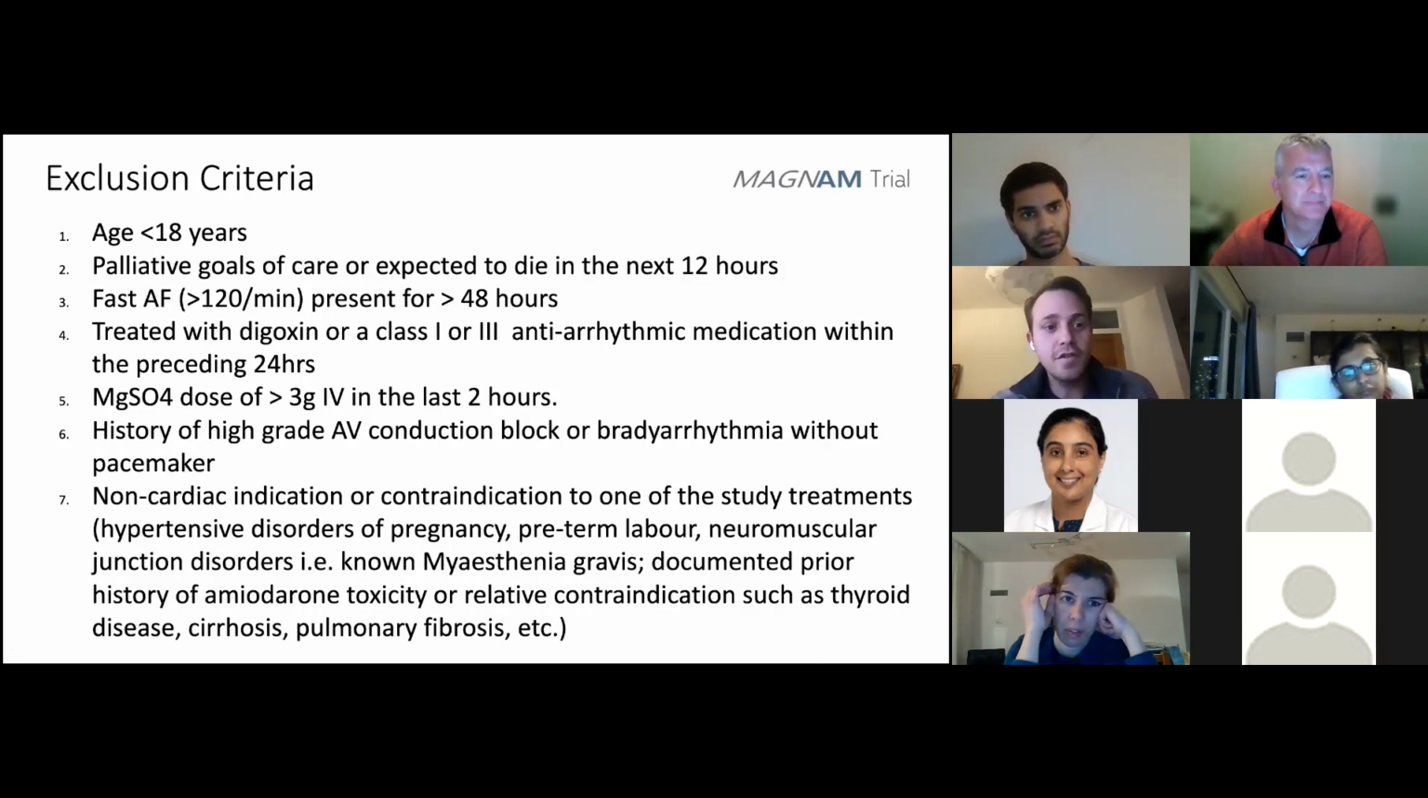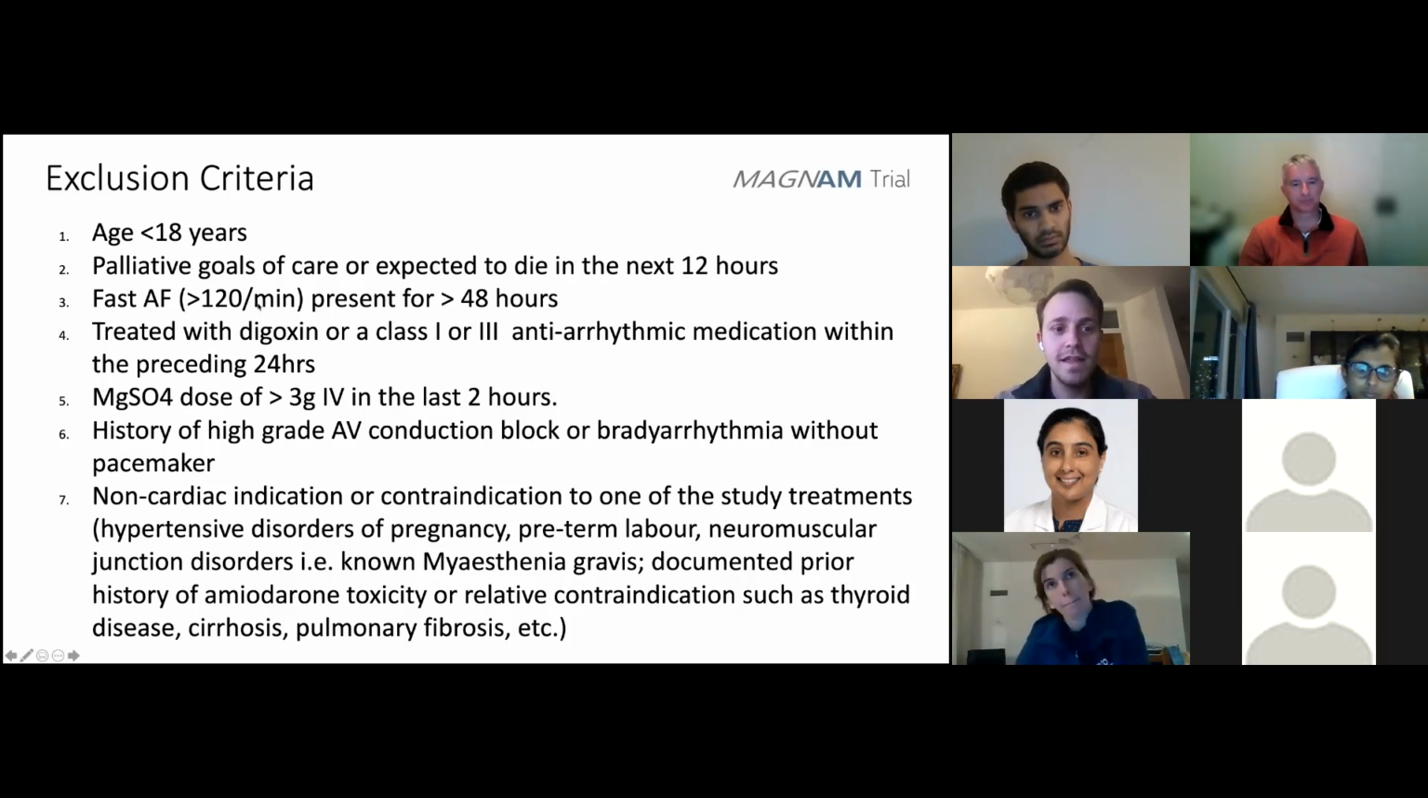So for our exclusion criteria, they can't meet any of these criteria. So if the patient is less than 18, they're not included. If they have palliative goals of care or are expected to pass away in the next 12 hours, if they've been in fast AFib for more than 48 hours, if they've been treated with digoxin or class 1 or 3 antiarrhythmic in the preceding 24 hours, if they've already gotten some high dose magnesium in the past 2 hours, that would be an obvious confounder. If they have a history of high grade AV block or bradyarrhythmia without pacemaker.